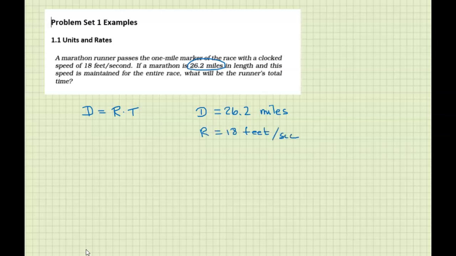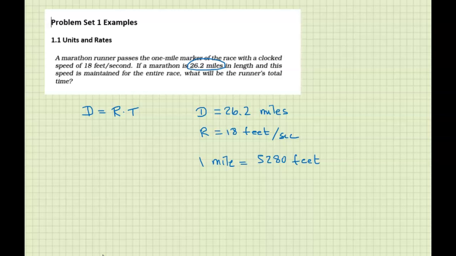All right, so here the units are not the same, right? So if I'm plugging these in, this is in miles and this is in feet per second, I need to change either one or the other to match. Okay, so we're going to look it up. How many feet are in a mile? You can Google this, you can look it up in a book, but I happen to know that 1 mile is 5,280 feet. Okay, so here's the conversion between miles and feet.